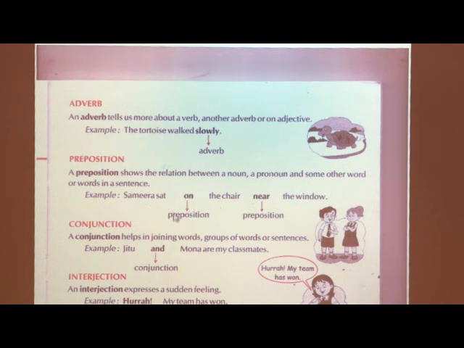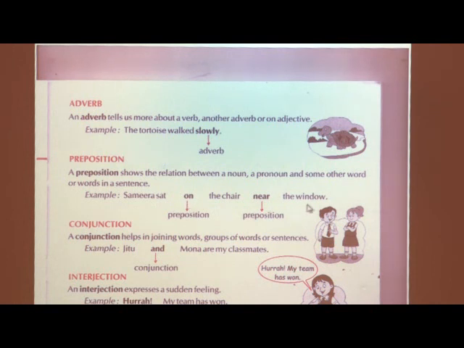Near the window. You can see here two prepositions are there, that is on and near. Now here they are showing the relation between Samira and chair. What are they telling? That Samira, where is she sitting? She is sitting on the chair. So they are showing the relation between the two nouns. Which are those two nouns? Samira and chair. And they are showing the relation between these two nouns, that Samira is sitting on the chair. The word which is showing the relation between these nouns is called a preposition.